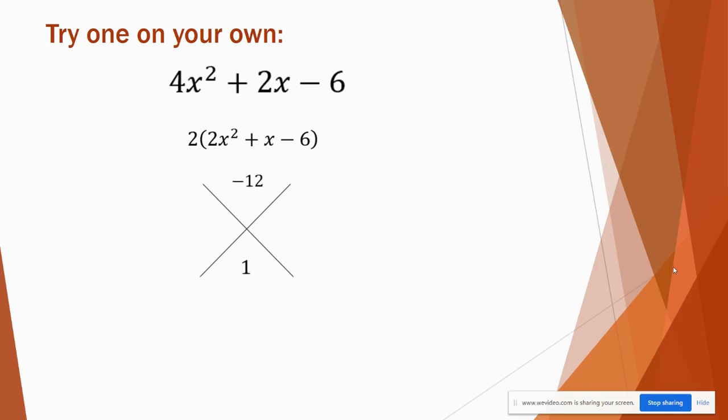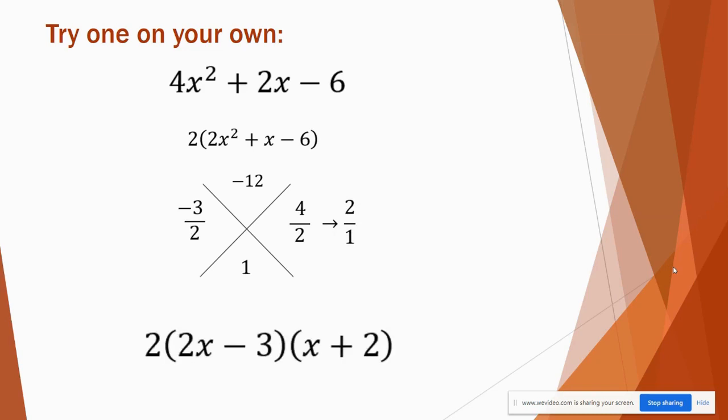Then identify the numbers that multiply to negative 12 and add to 1, which are negative 3 and 4. Then divide the negative 3 and 4 by 2 and simplify if needed. The number 4 divided by 2 simplifies to 2 over 1. Once the fractions are simplified, the polynomial can be written in factored form, which is 2, 2x minus 3, x plus 2.